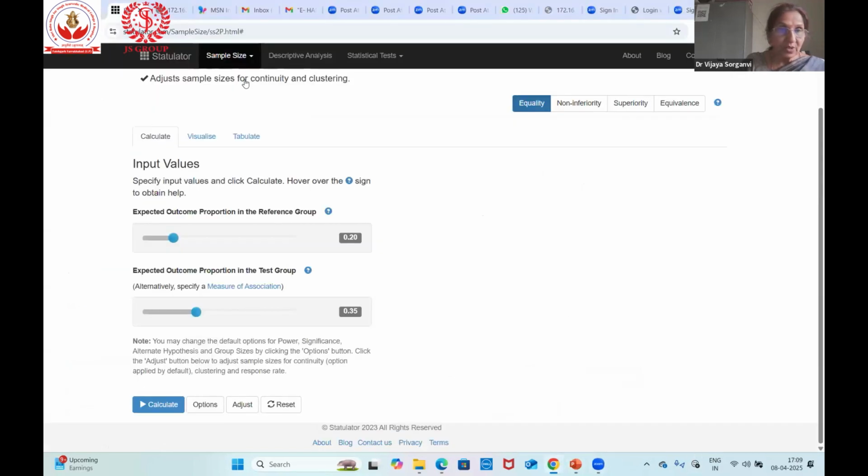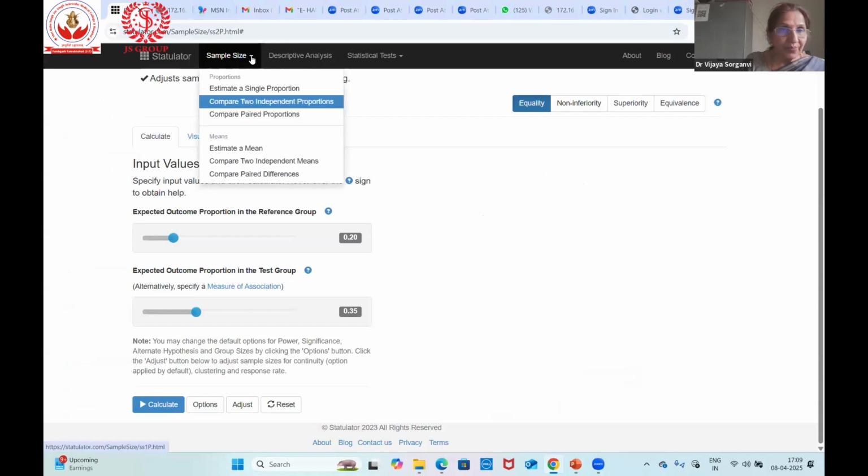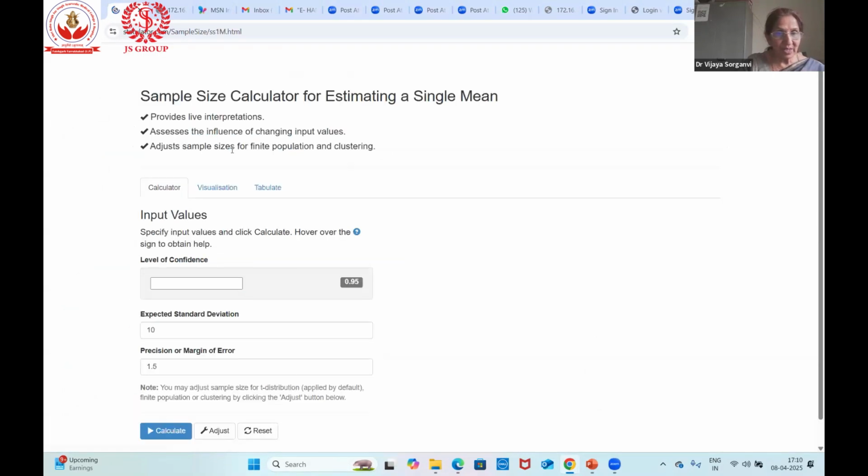Okay. So in the sample size menu, you go to means. For one group, estimate a mean. For two groups, compare two independent means. For paired data, before and after studies, you select this one. Now, with one standard deviation we are calculating, so we select this one.